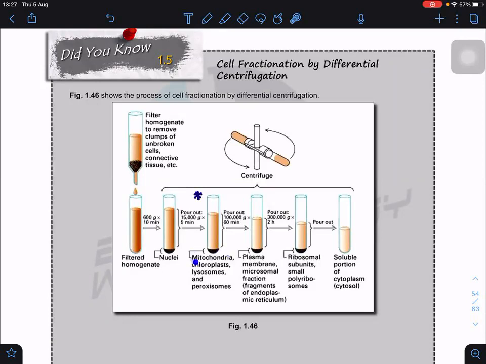Then the answer will be mitochondria, because mitochondria can only be in fraction 2. Lysosome can be 2 or 3. So if you choose between mitochondria and lysosome, go for mitochondria. Get what I mean or not?